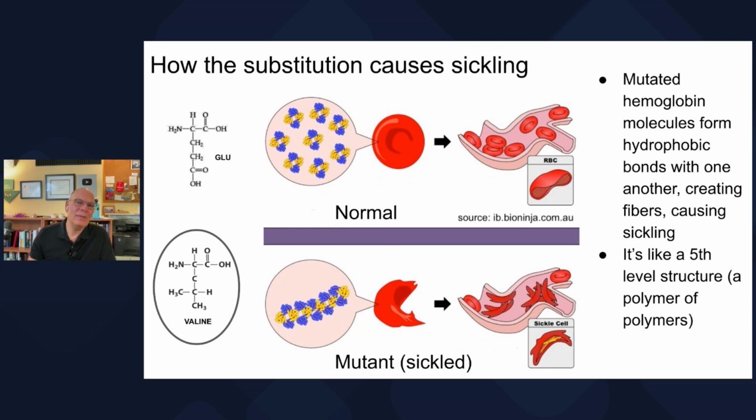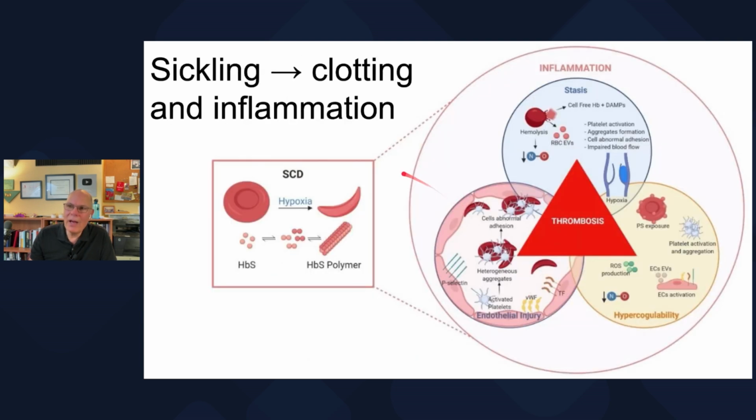It's like a, not primary, not secondary, not tertiary, not quaternary, but a 5th level structure that emerges. And those fibers will cause the cells to sickle. They'll become spiky instead of smooth. And those spiky cells tend to get caught in the smallest blood vessels, which are called capillaries. It's all about sickling, leading to clotting and inflammation.